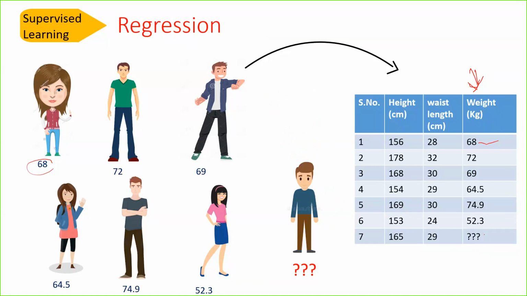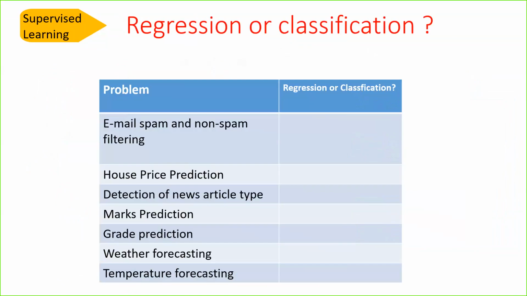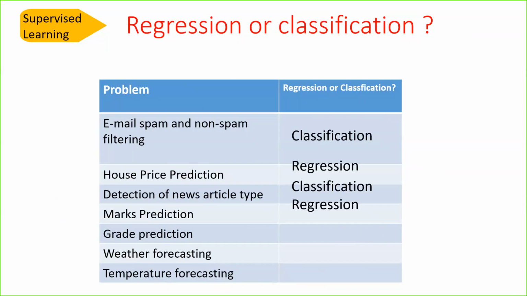So have you understood the difference between classification and regression problems? Yes. So given some problems, will you be able to guess whether it is a classification problem or a regression problem? Yes, sir. Yeah, so let us try that. Email spam and non-spam filtering. Is it classification or regression? Classification. Good. House price prediction. Regression. Great. Detection of the news article type, whether it is political news or cinema news: classification, right? Marks prediction. Regression. Grade prediction.